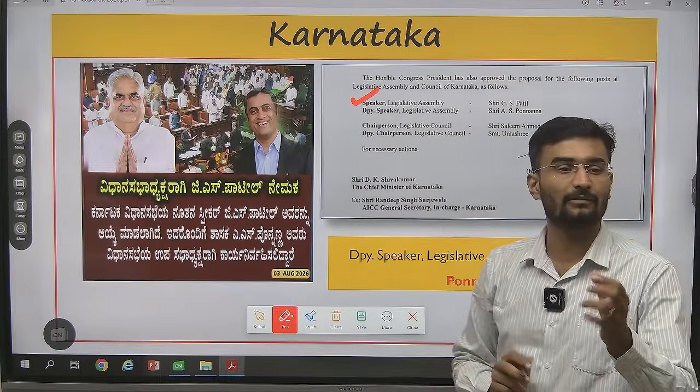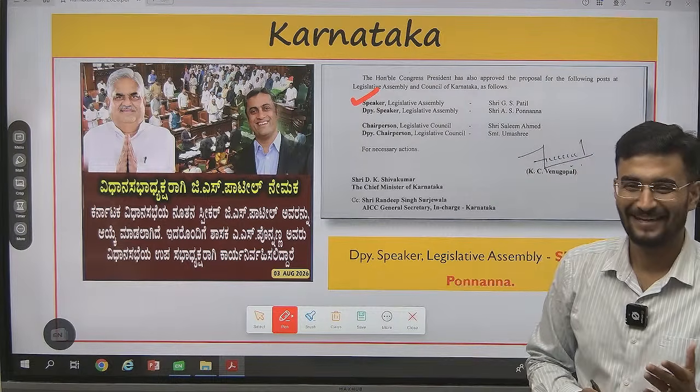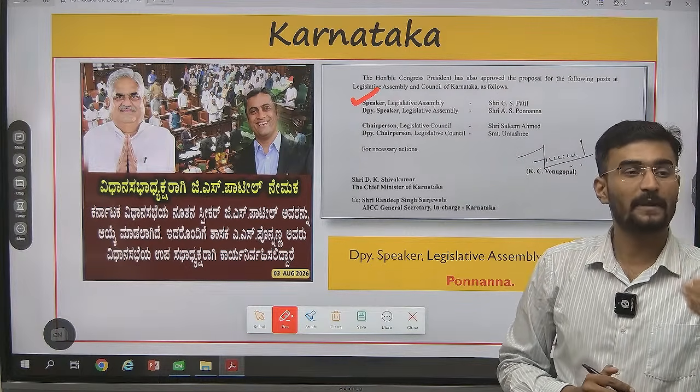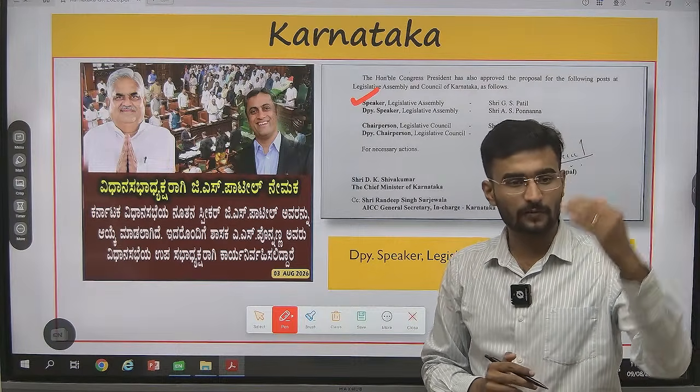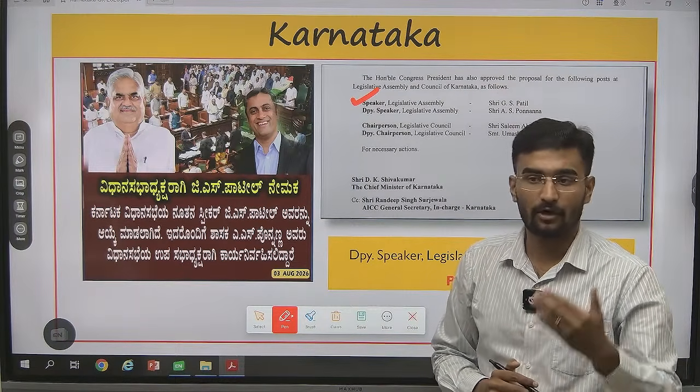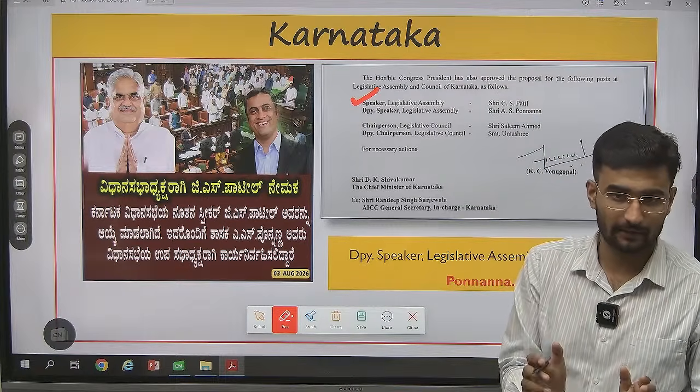Speaker: which house does it refer to? It is the lower house. Speaker means lower house. When the speaker is absent, automatically the deputy speaker presides. When the deputy speaker is absent, automatically the panel of speakers. Maximum it can be 10. They are nominated.